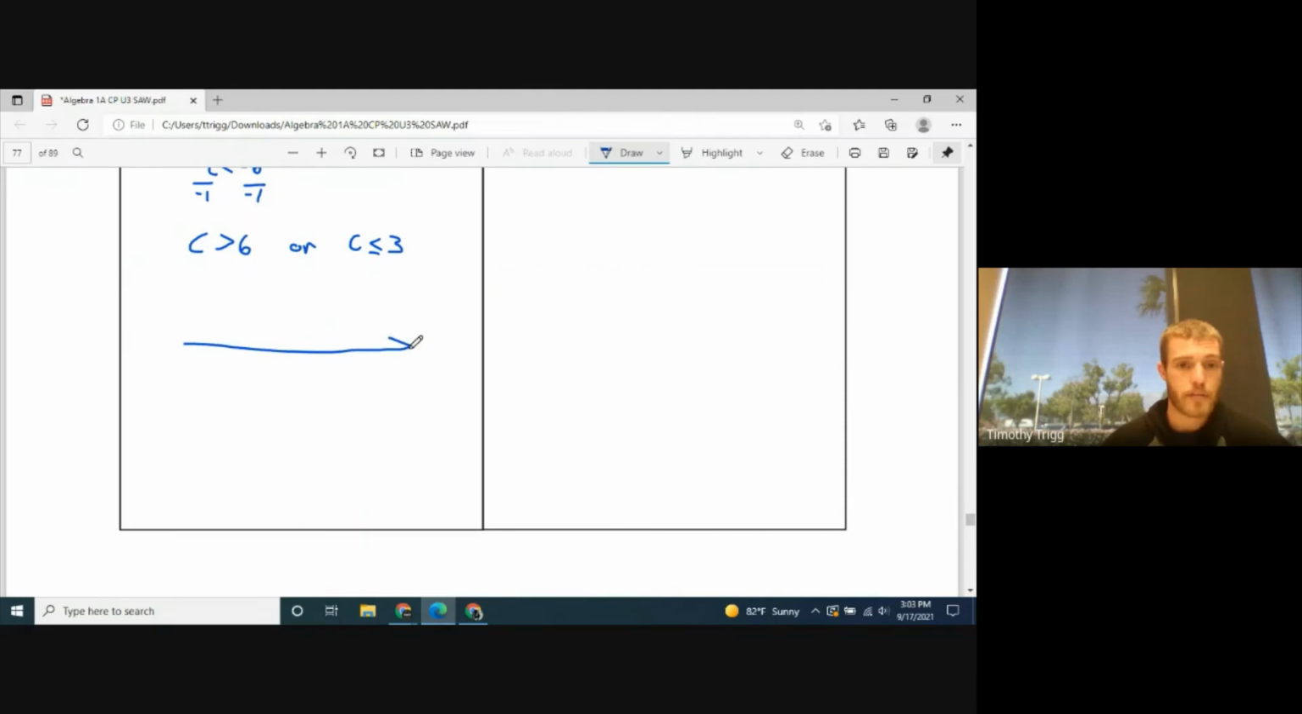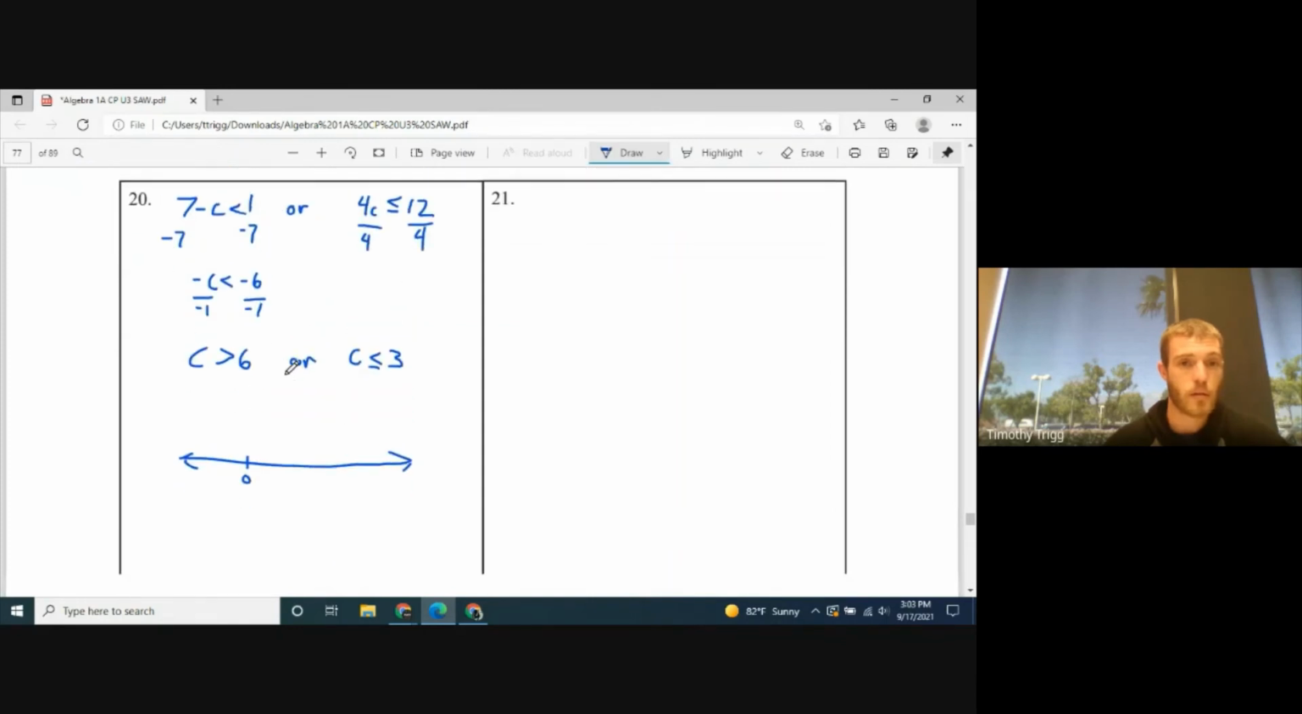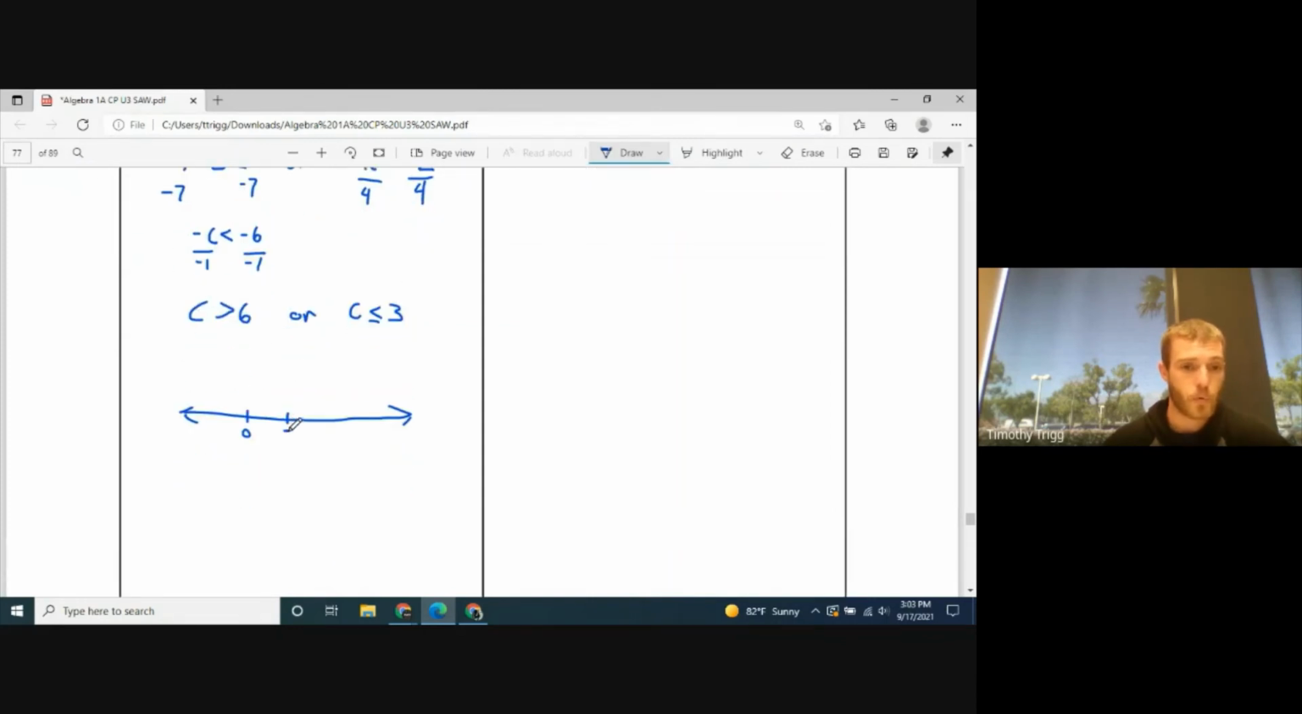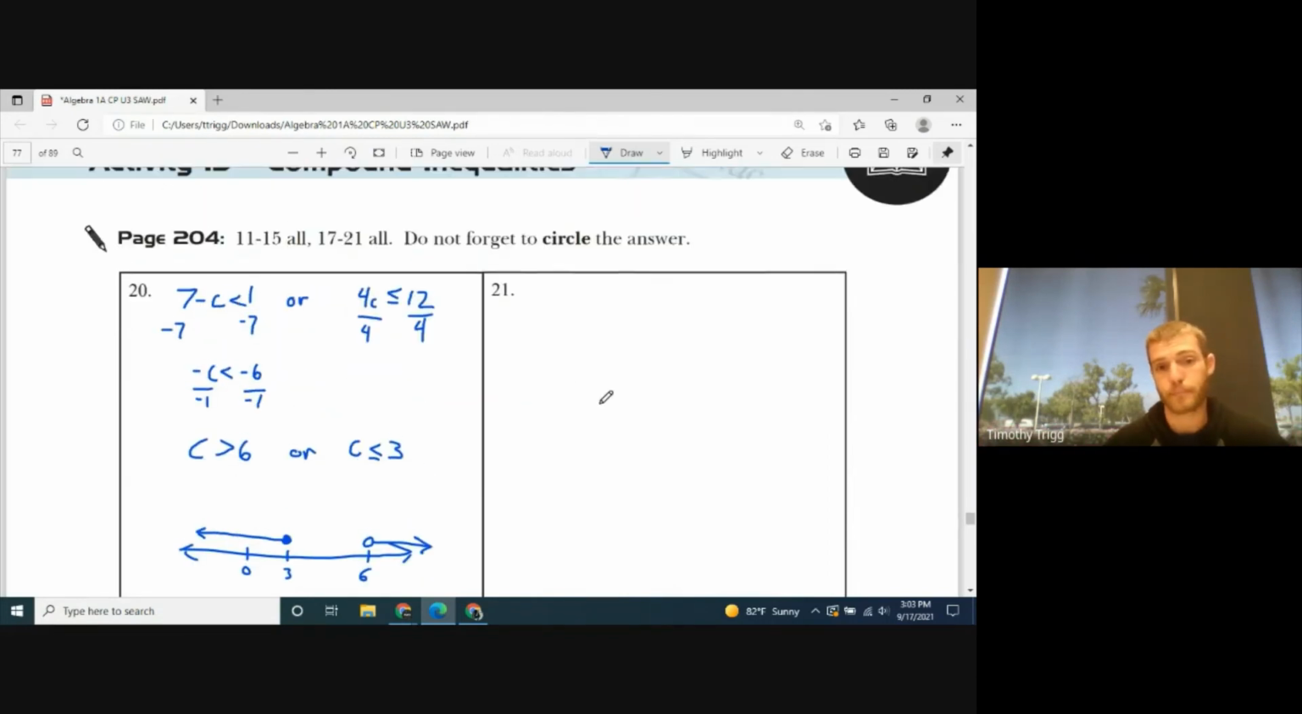Let's go ahead and graph this on our number line. So 0 is over here, 3 is over here, 6 over here. So c is greater than 6, so that's an open circle, and we go to the right. Or c is less than or equal to 3, so we do a closed circle, and we go to the left.